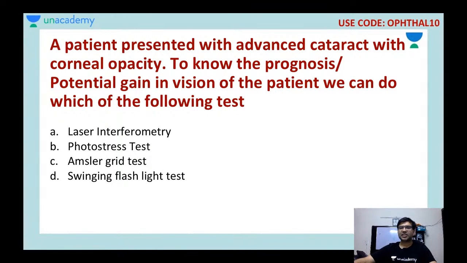Next question is, a patient presented to the advanced cataract with a corneal opacity. To know the prognosis, the potential gain in the vision of the patient, we can do which of the following tests? Your options are laser interferometry, photostress test, Amsler grid test, or swinging flashlight test.